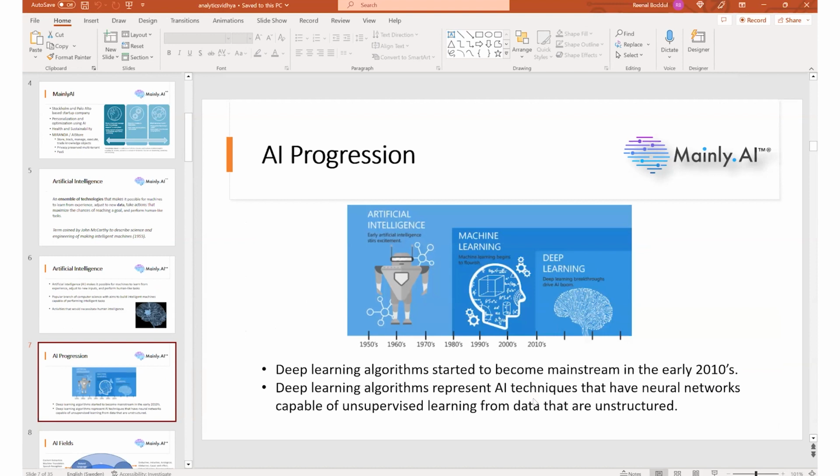This is how the AI progression looks. This is just a basic intro about AI, and maybe you all know it already. Initially AI started in 1950, an early stage where we just had statistics and other things. Then in the 90s we started with machine learning. In the early 2000s we started with deep learning. So this is how the progression looks with AI.